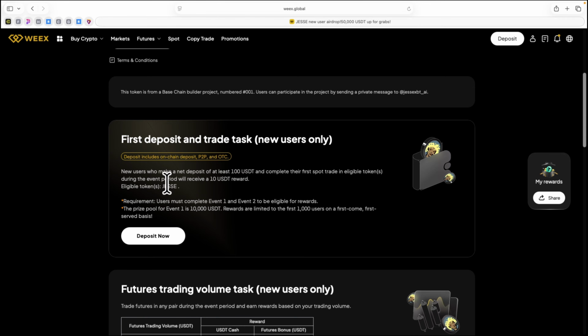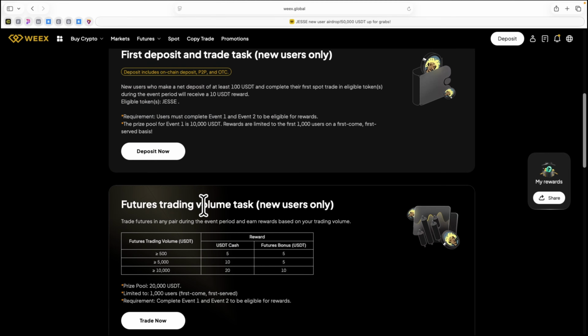So right here, again, you can see it says first deposit and trade task. What does that mean? It says here that new users who make a net deposit of at least 100 USDT and complete their first spot trade in eligible tokens during the event period will receive a 10 USDT reward. So that is the first task right here. So what they're telling us is that you must go ahead and deposit $100 once you've created the account, and then go ahead and do a spot trade. You can buy any coin on the spot trading page for any amount. Just carry out a spot trade. And once you do that, you get 10 USDT reward out of this airdrop instantly.